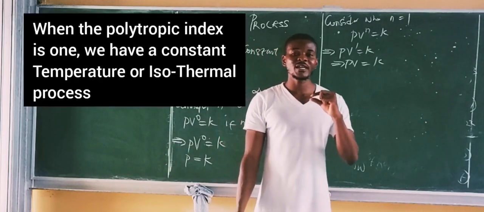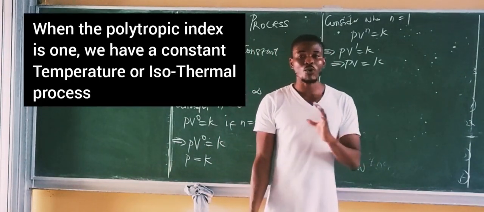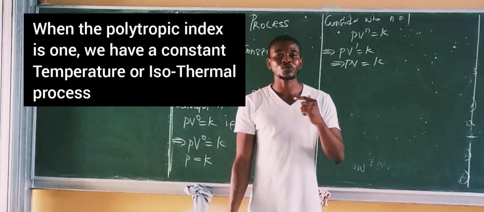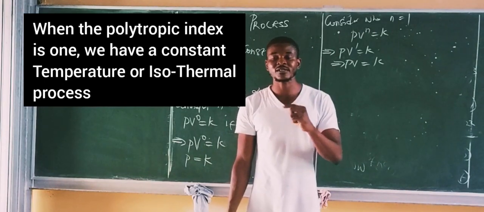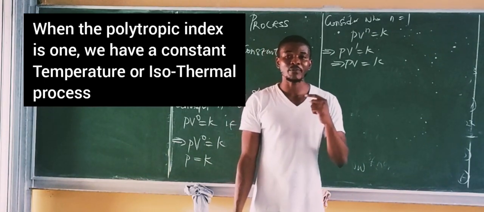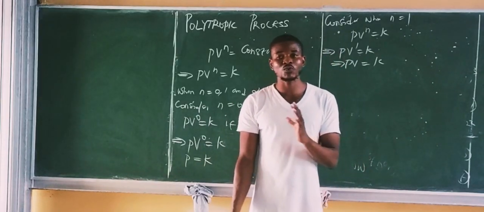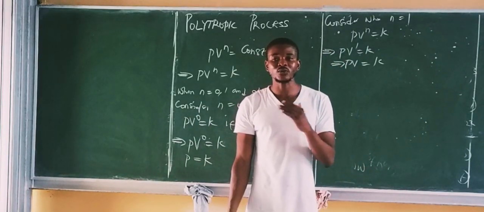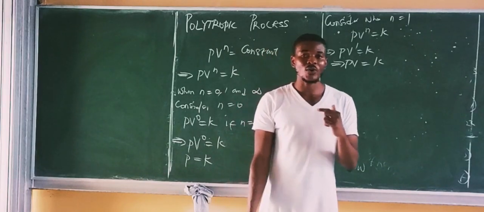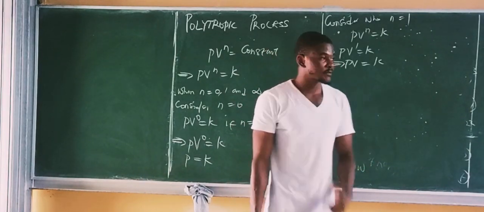So when the polytropic index of expansion is equal to 1, then we have what is called a constant temperature process. Another word for constant temperature is an isothermal process. So when n is equal to 1, we have an isothermal process or a constant temperature process.